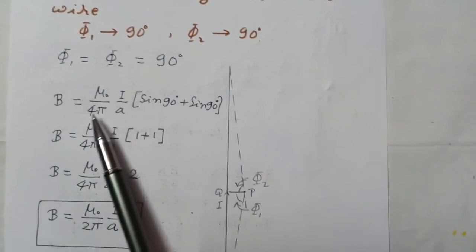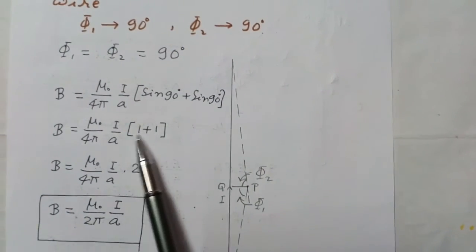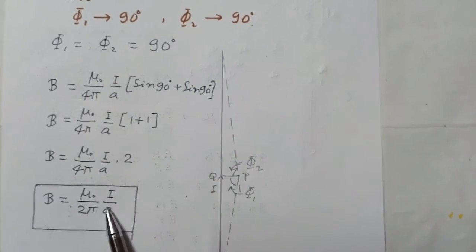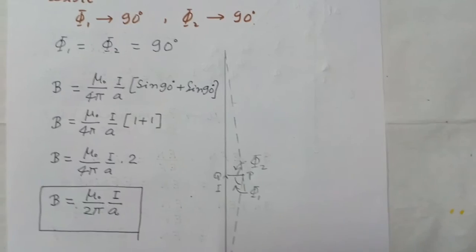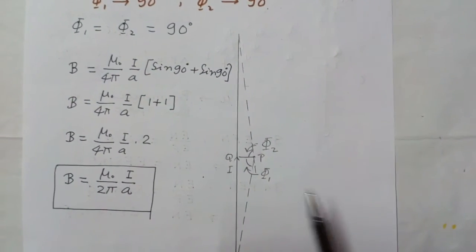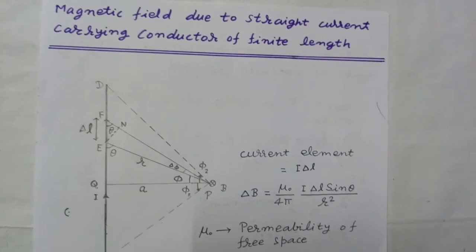So B is equal to mu naught upon 4 pi I upon A, sin 90 plus sin 90. This is 1 plus 1. So B is equal to mu naught upon 2 pi into I upon A. So this is the expression for a current carrying wire of very large length, or if point P is very close to the current carrying wire.